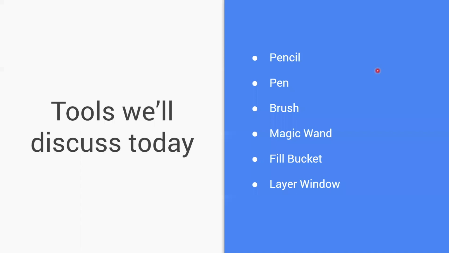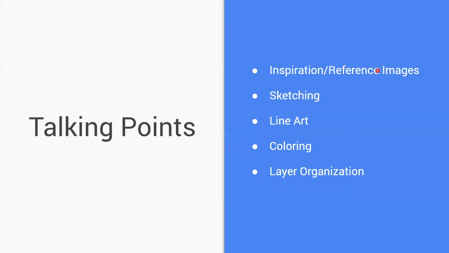And we're going to go over the pencil, pen, brush tools, along with the magic wand and the fill bucket, and the layer window, so that we can help organize your layers, because that's important. And then we're also going to talk about inspiration and reference images, sketching, line art, coloring, and layer organization.